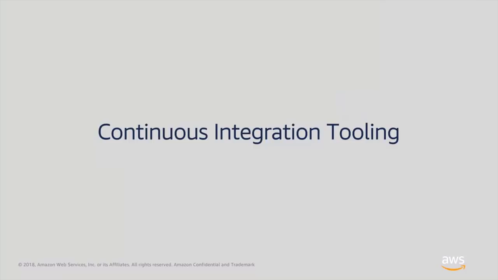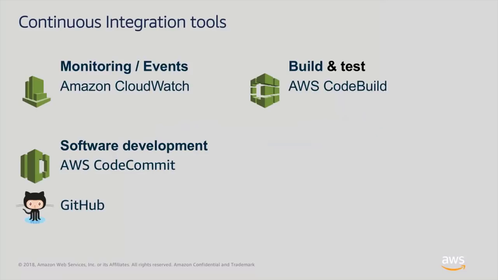So let's go into some continuous integration tooling. For the sake of today's demo, we're going to be showing off Amazon CloudWatch to handle events and monitoring. We're going to be using AWS CodeCommit as our source code repository, as well as GitHub. So we'll show examples of both of those. And then for build and test, we're going to keep it simple. We're just going to focus on AWS CodeBuild.